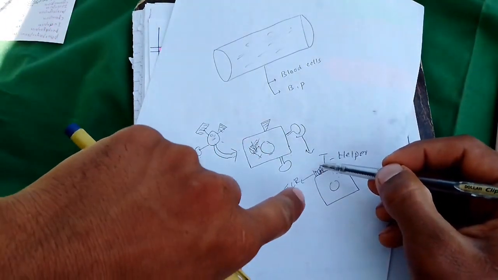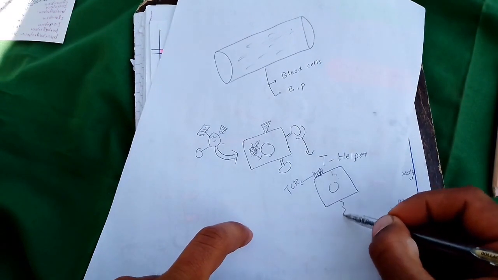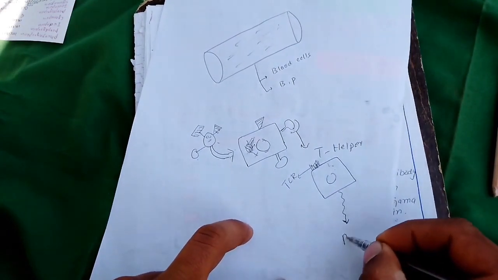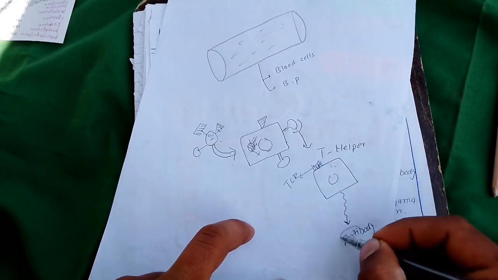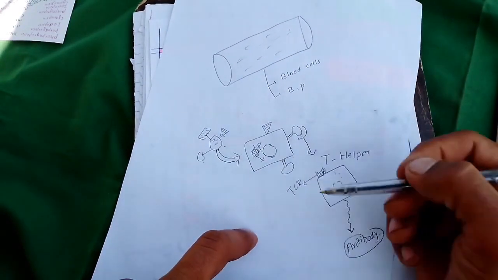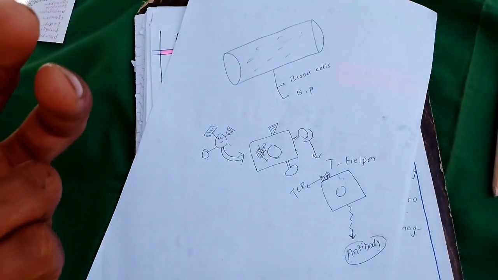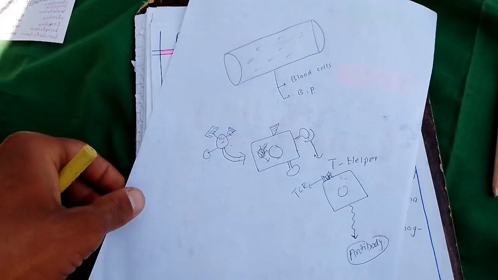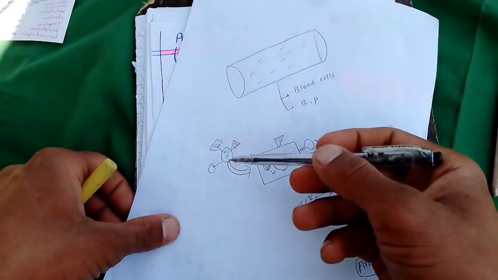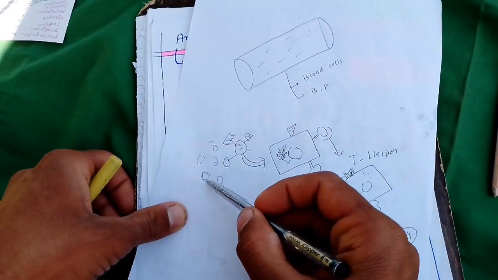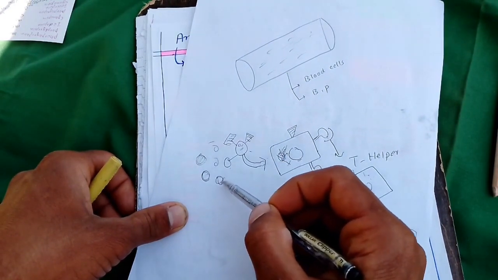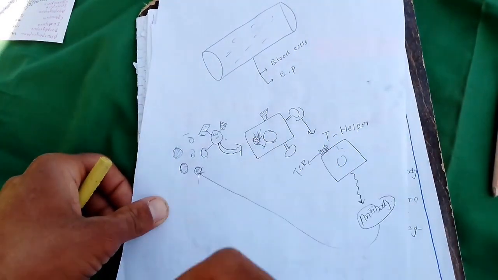When the T helper cell recognizes this antigen, then after a long process, antibody is produced. This is the antibody produced against this bacteria. The antibody is produced by the B lymphocyte, and it attaches to the millions of bacteria present and destroys them. So antibodies are produced in this way.